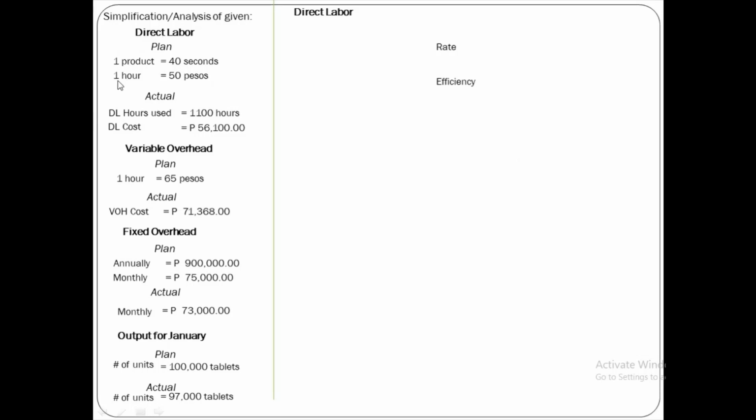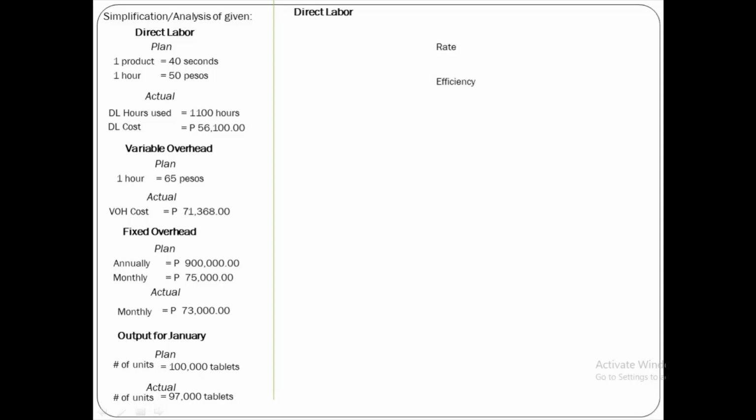According to the illustrative problem, according to the plan, one product should be produced in 40 seconds. Let's say, for example, in the actual, one product has been produced in a minute. So it means that there is an efficiency variance. The workers have not been efficient. And normally, the answer for the efficiency variance in here is unfavorable. So that's efficiency variance.